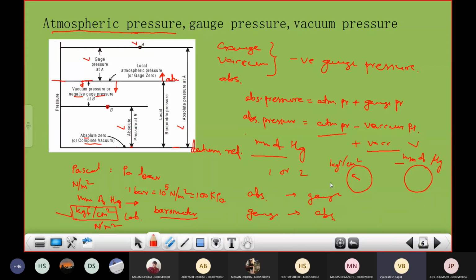And by chance, if you visit our laboratory, I want you to look at the direction in which these two are measured. I want you to observe whether gauge pressure is measured in clockwise direction and the vacuum pressure in anti-clockwise direction, or both are measured in the same direction. So that also I want you to observe in the laboratory. Now can I go ahead?